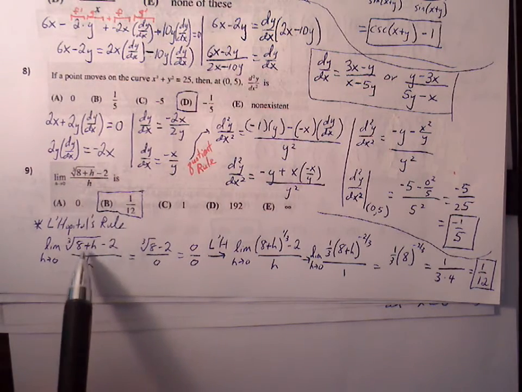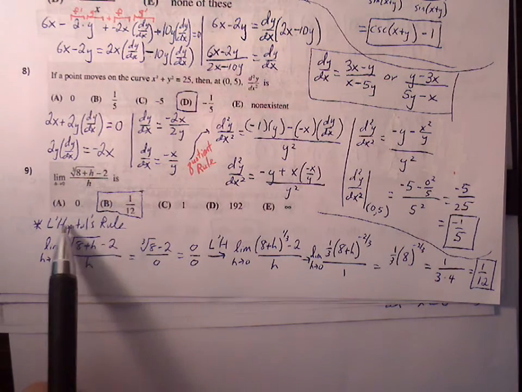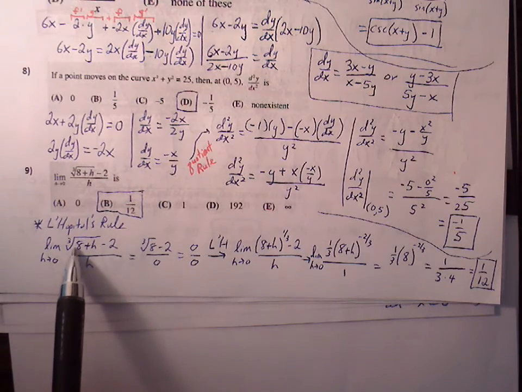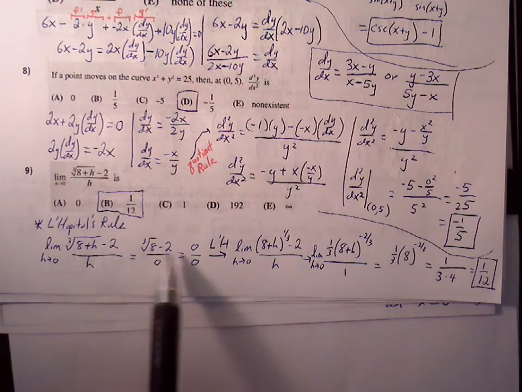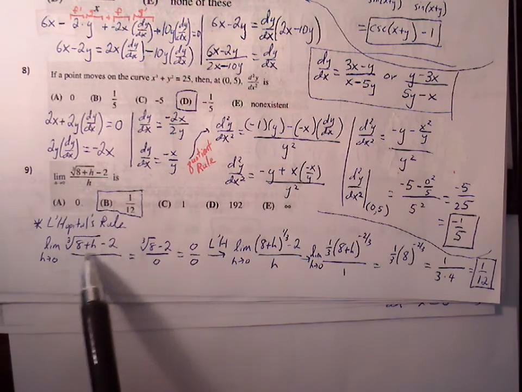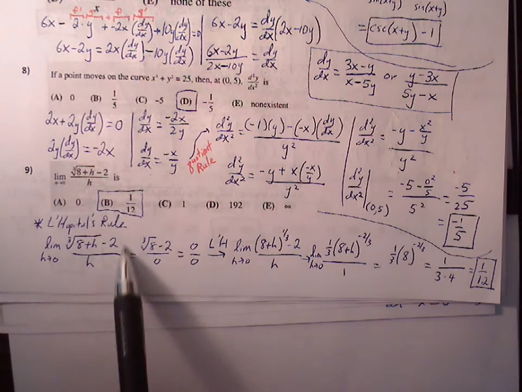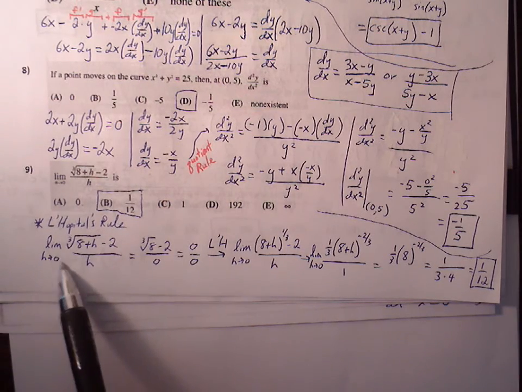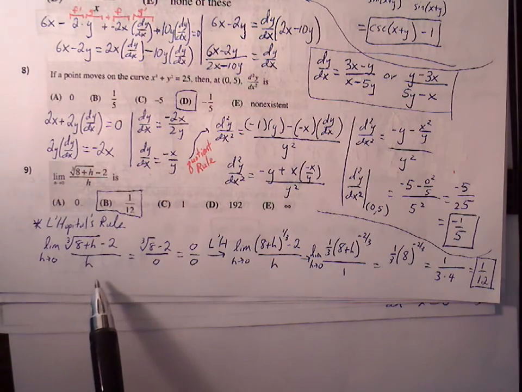And there's something special we can do if we get 0 over 0 with limit problems. We can apply L'Hopital's rule. So L'Hopital's rule says I can take the derivative of the numerator and then separately take the derivative of the denominator. And then the hope is that this will turn itself into an expression that will allow for the limit to be found more easily.